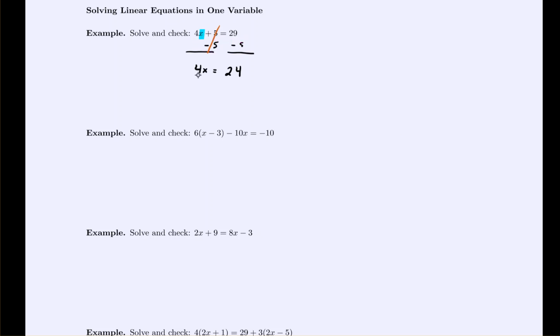Now I've almost got x by itself. Now if I just divide both sides by 4, I would get that x is equal to 6.